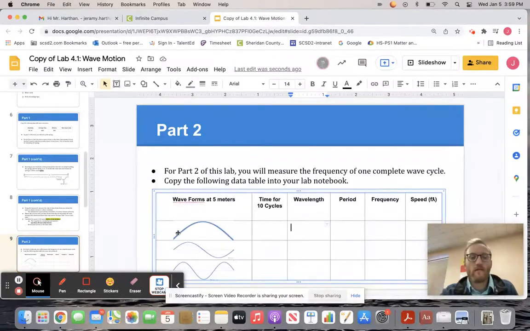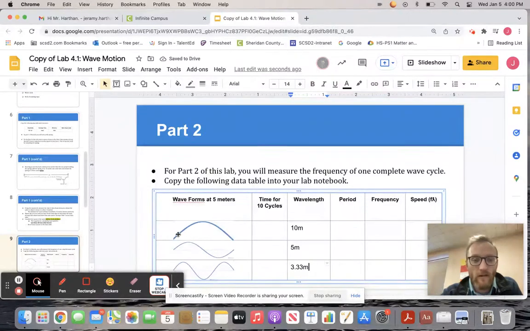If we got half of a wave that's 5 meters long, that means a full wave is going to be 10 meters long. Here, very simple, we got one full wave in a distance of 5 meters, so our wavelength is 5 meters. Finally, we got 1.5 waves in a distance of 5 meters. If we do 5 divided by 1.5, we should get 3.33 meters. So those are our wavelengths for each of these waves.